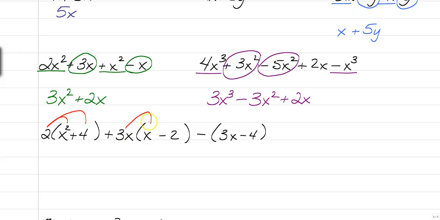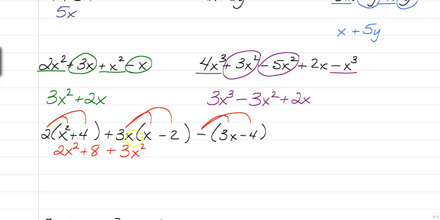The 3x gets distributed to both terms of the second set of parentheses, and just this negative symbol will be distributed to both terms of the third set. So the first thing you need to do is distribute. So 2x squared plus 8. And now you're going to have plus 3x times x is 3x squared, and that symbol stays with it.